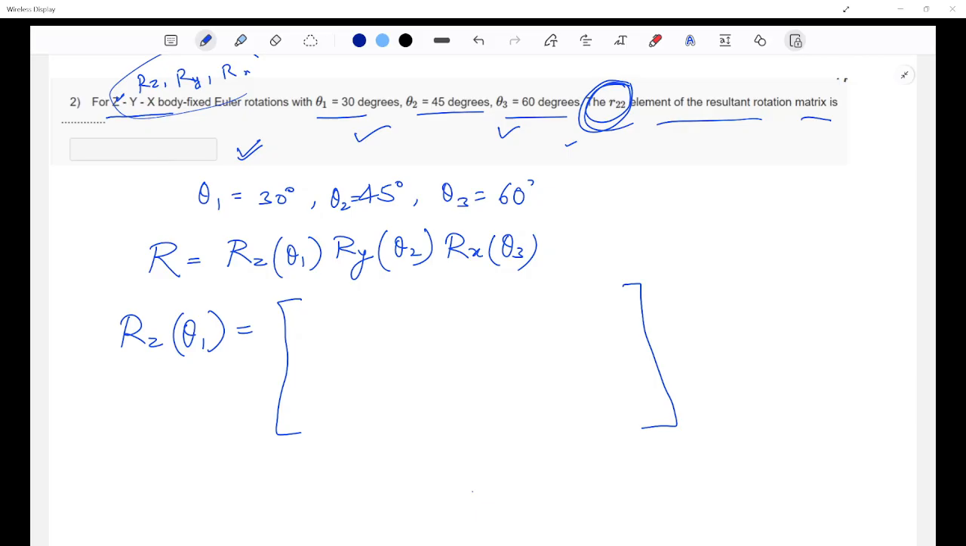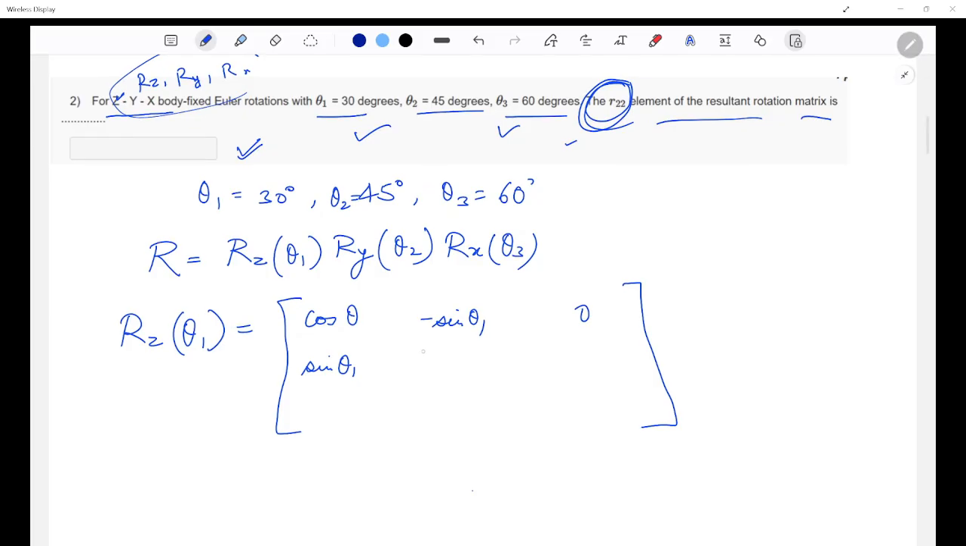Cos theta 1, minus sin theta 1, 0. Sin theta 1, cos theta 1, 0. And then 0, 0, 1.